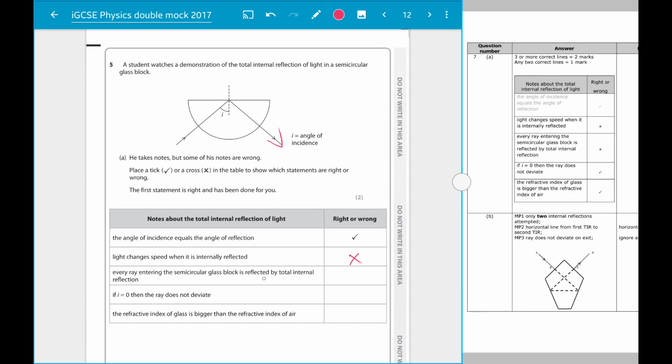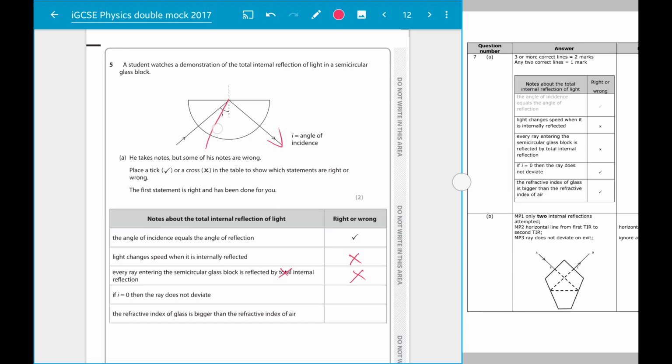Every ray entering the block is reflected by total internal reflection. No, it might have an internal reflection, but not everything is going to be total internal reflection. That light might come in and some of it be refracted. So, nope, that is not correct.